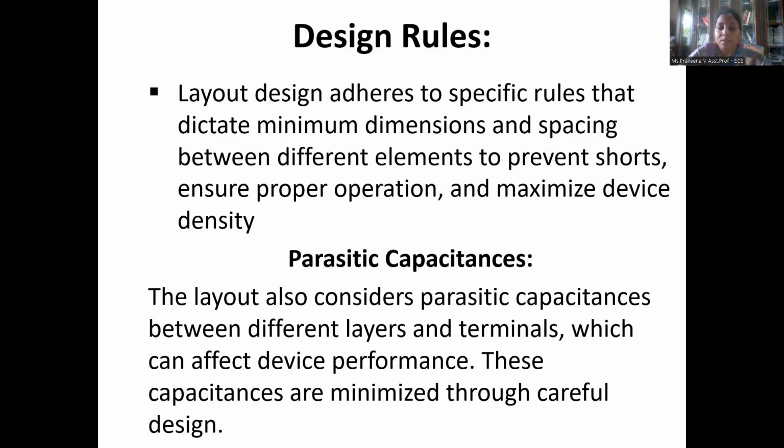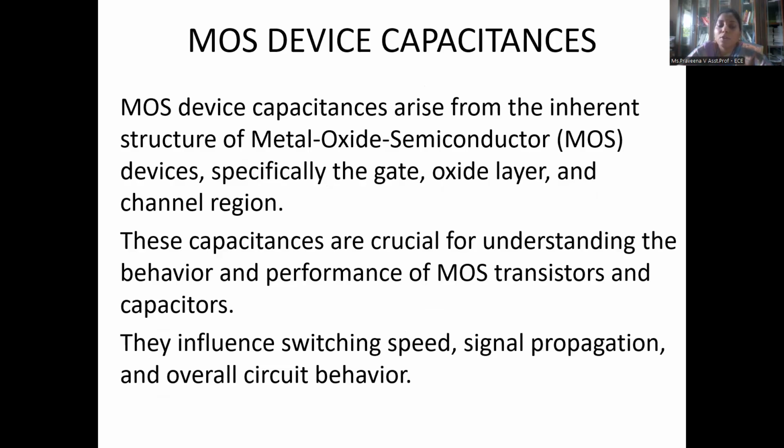Next is MOS device capacitance. MOS device capacitance arises from the gate oxide layer and channel structures of MOS transistors. These parasitic MOS device capacitances affect the switching speed, signal propagation, and overall circuit performance, making them important in MOS circuit design.